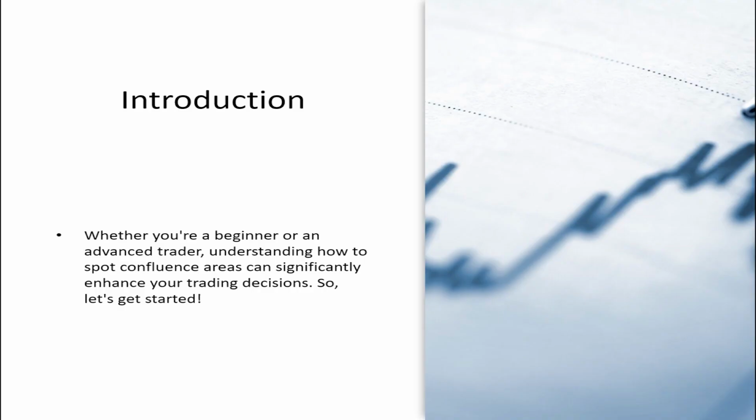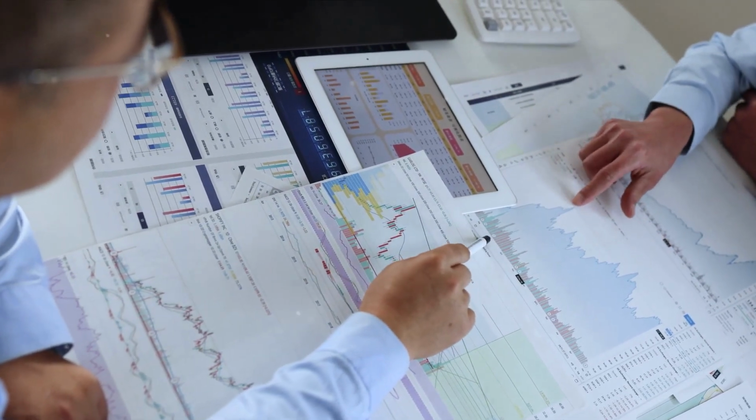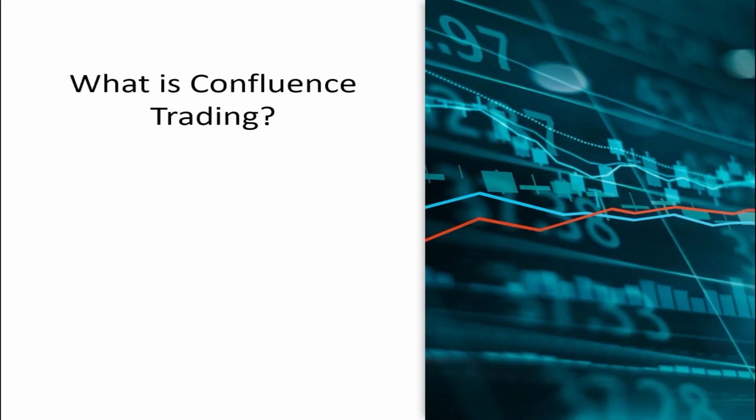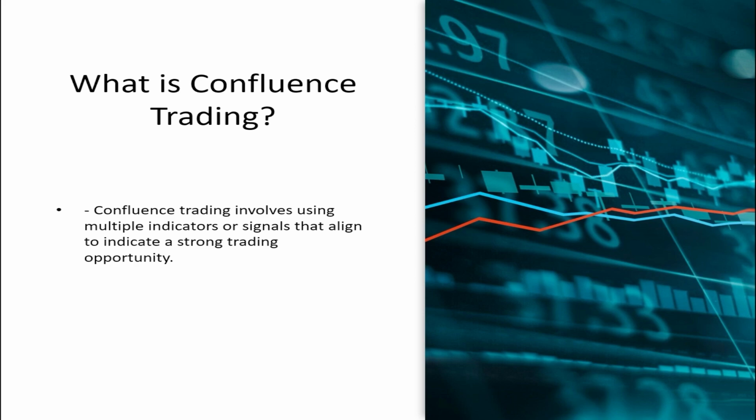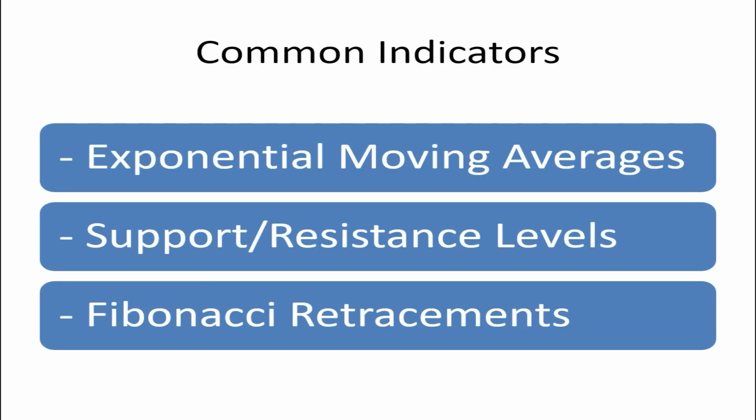Whether you're a beginner or an advanced trader, understanding how to spot the confluence areas can significantly enhance your trading decisions, right? So let's get started. Let's first understand what the Confluence trading strategy is. Confluence trading involves using multiple indicators or signals that align to indicate a strong trading opportunity. By waiting for more than one indicator to agree on whether to select a stock or not, we can make a more confident trade with a higher success rate. In this trading strategy, we'll be using multiple indicators, which include exponential moving averages, support resistance level, and Fibonacci retracement. For the exponential moving average, we'll be taking a 50 days window.